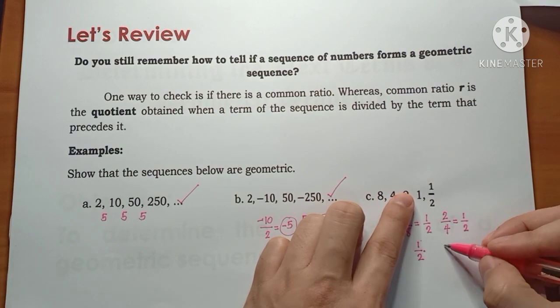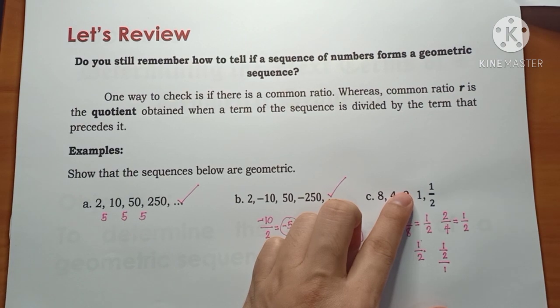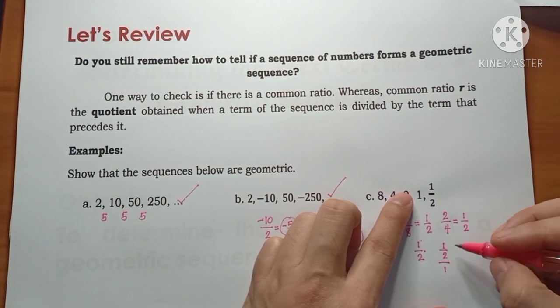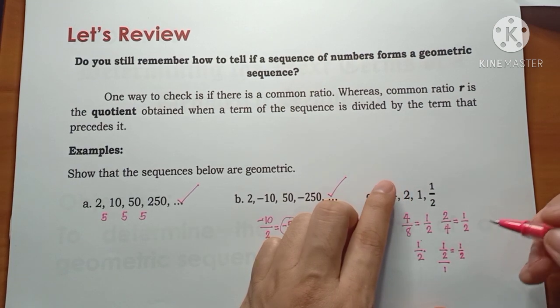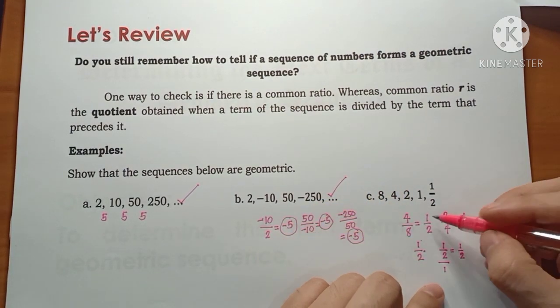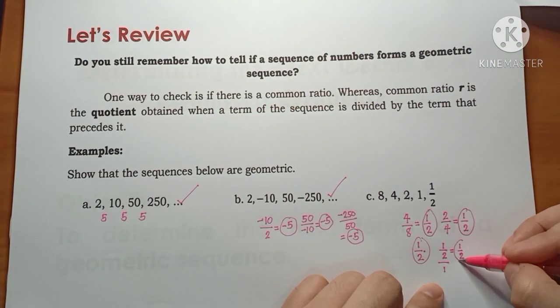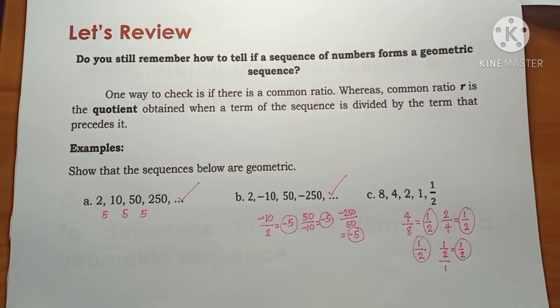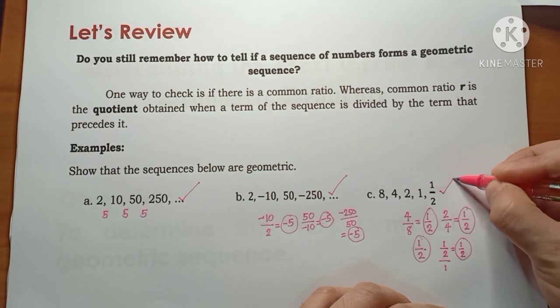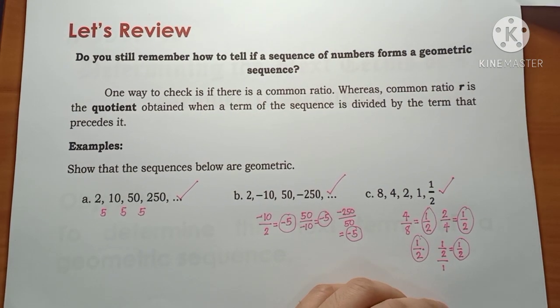And then this one, 1/2 divided by 1. So, 1/2 divided by 1 is also 1/2. Kasi any number divided by 1 is itself. So, therefore, kung mapansin natin, pare-pareho silang 1/2. Therefore, pare-pareho sila ng ratio, meron tayong tinatawag na common ratio. At dahil meron siyang common ratio, this is also a geometric sequence. So now, let's study.